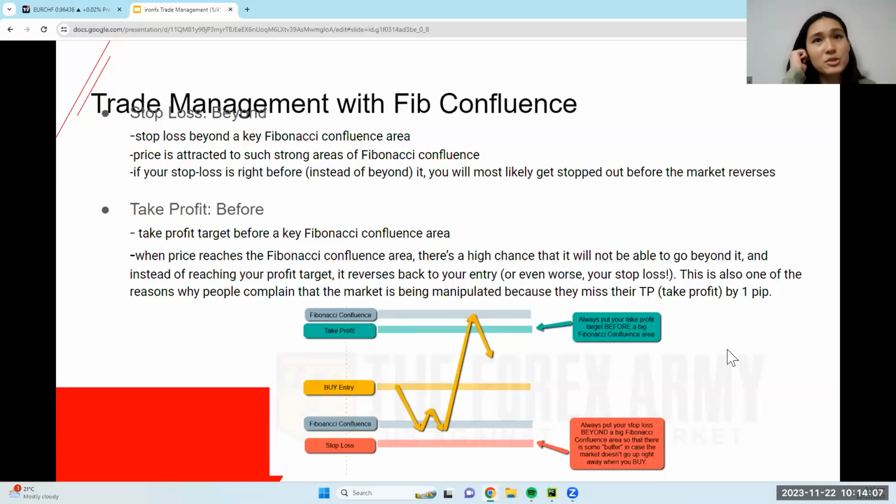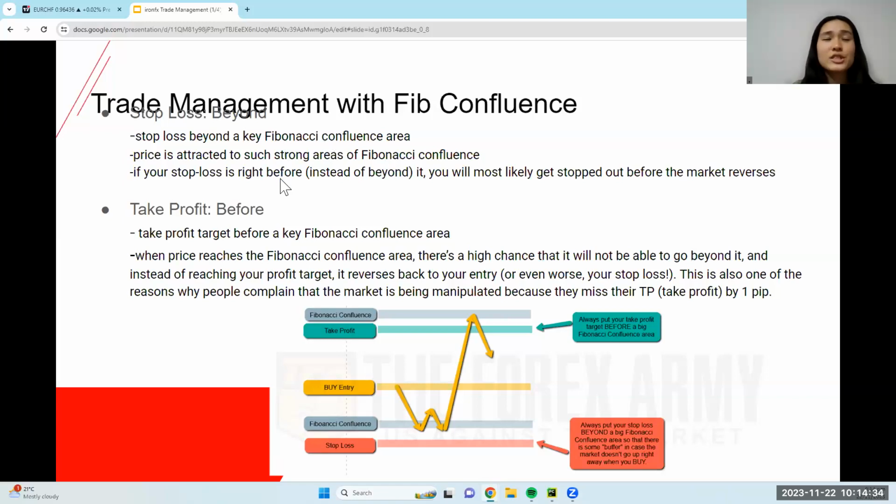Okay, so trade management with Fibonacci confluence. We mentioned earlier that your stop loss should be placed beyond a key Fibonacci confluence area, but of course, when we say Fibonacci confluence, it can be Fibonacci, it can be pivot points, as I mentioned earlier, it can be just a bunch of different levels that line up in the same area. That's basically what a confluence area is.